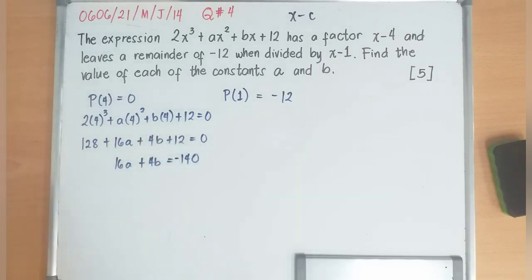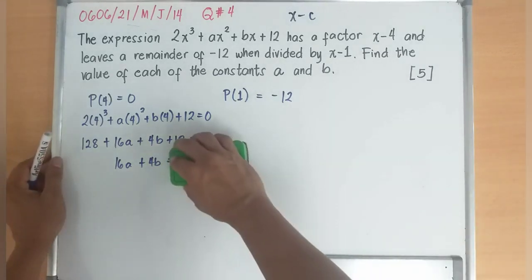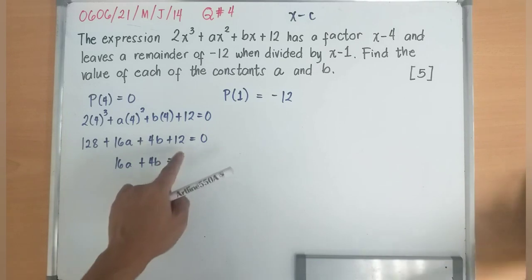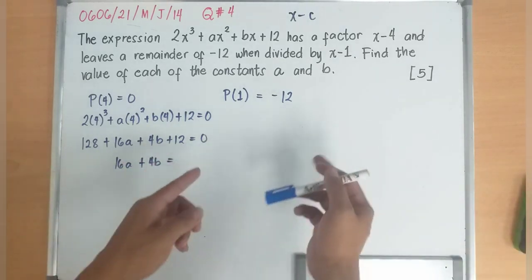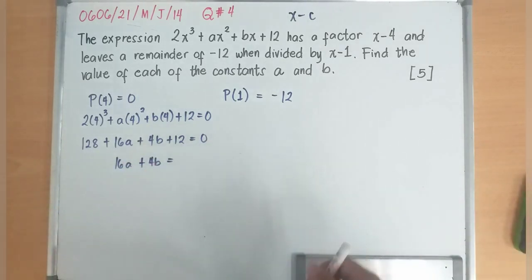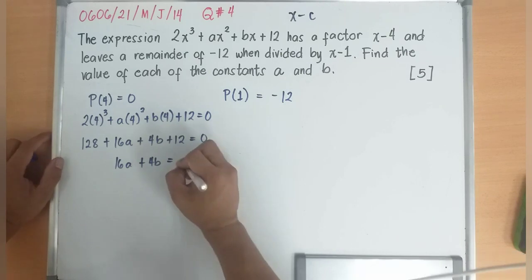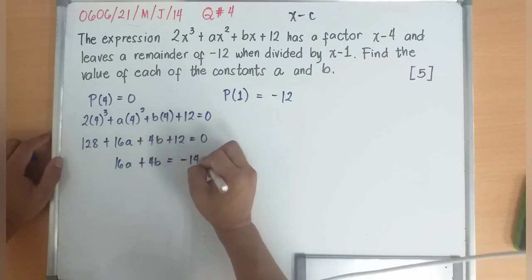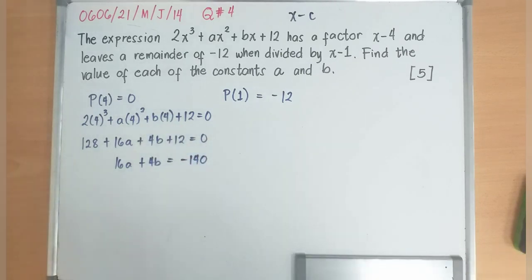Negative. It should be a negative 140. Why? Because 140, I have to move it to the left side. So I need to subtract both sides by 140. So it will become negative 140 over here.